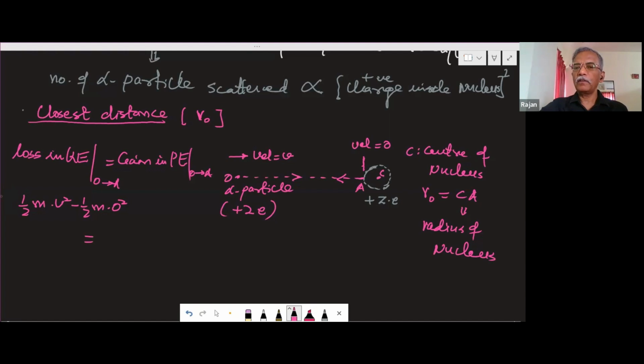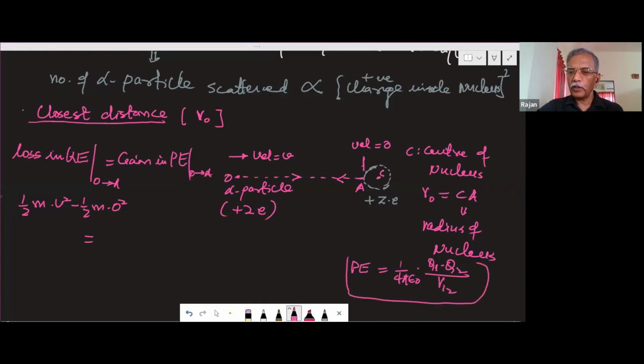Do you know the potential energy between two charges? Are you aware of that? This is your electric potential energy. In the electrostatics part, you must have seen this. Do you remember? 1 by 4 pi epsilon naught Q1 Q2 divided by R12. That is the electric potential energy.